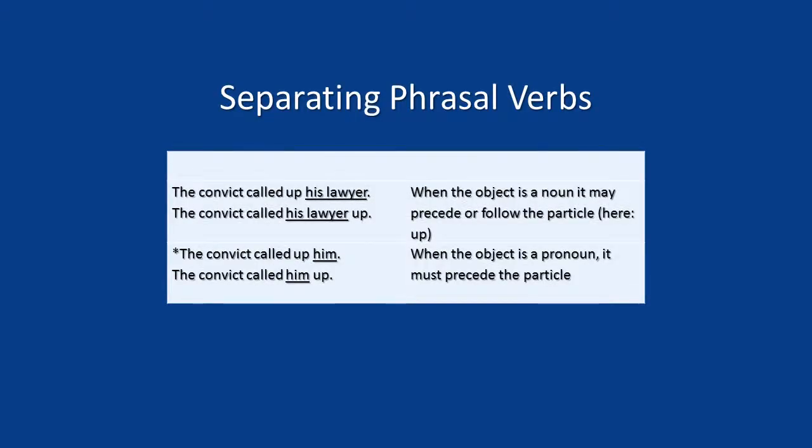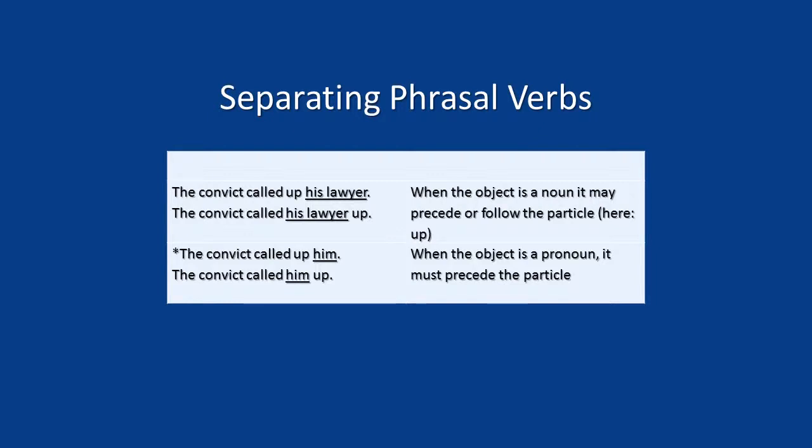There are 2 kinds of phrasal verbs. We'll take as examples call up and call on. Remember that call up means telephone and call on means visit. Let's look at call up. This is a separating phrasal verb. The base verb and the particle can separate.